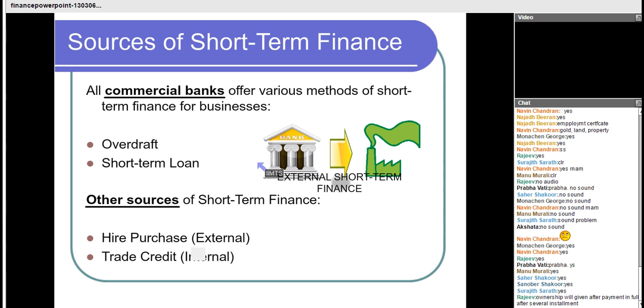Then trade credit, that is an internal means of finance. Trade credit is when you do trading on a credit basis. You take goods from your supplier and then you say, I'm going to pay you after 3 months. Normally a grace period of 3 months is allowed in case of a business transaction. So that is trade credit.